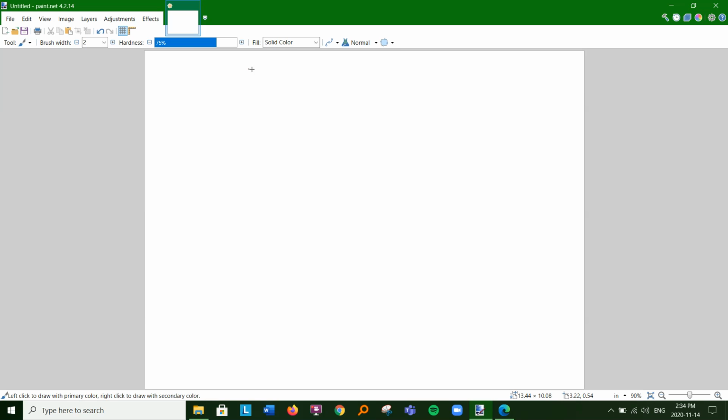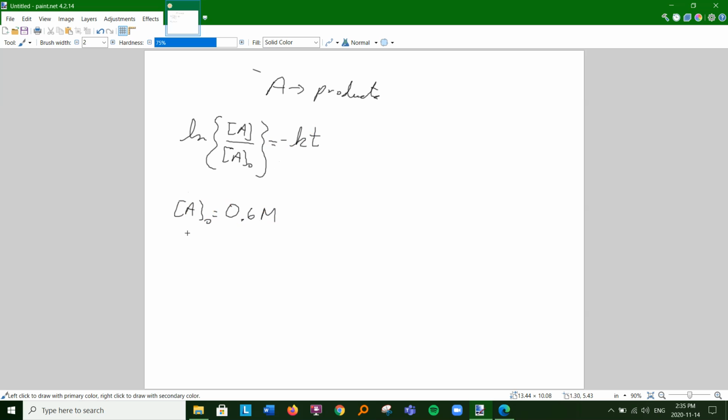So let's say you have some first order process where A goes to products and it's first order. So then the natural log of the concentration of A over A naught equals minus kt. Suppose your initial concentration of your reactant was, I don't know, 0.6 molar, and after some time t, it was 0.4 molar, right?